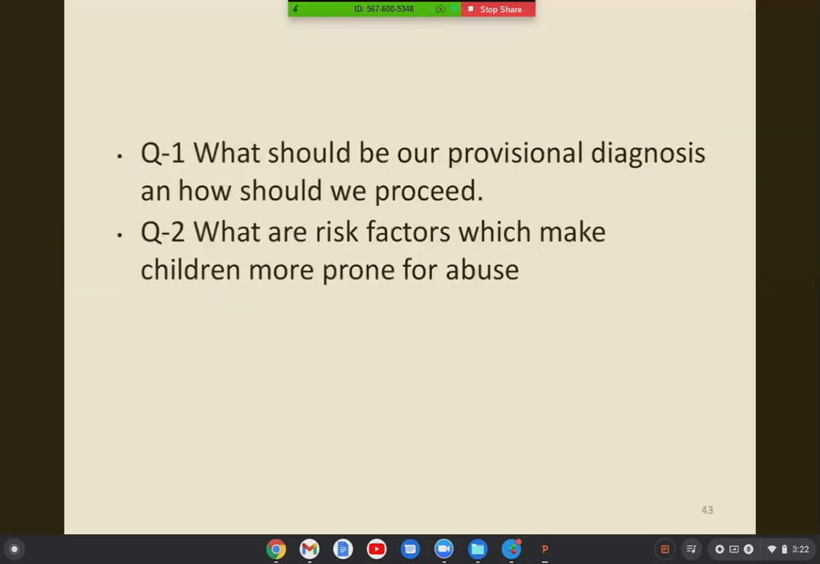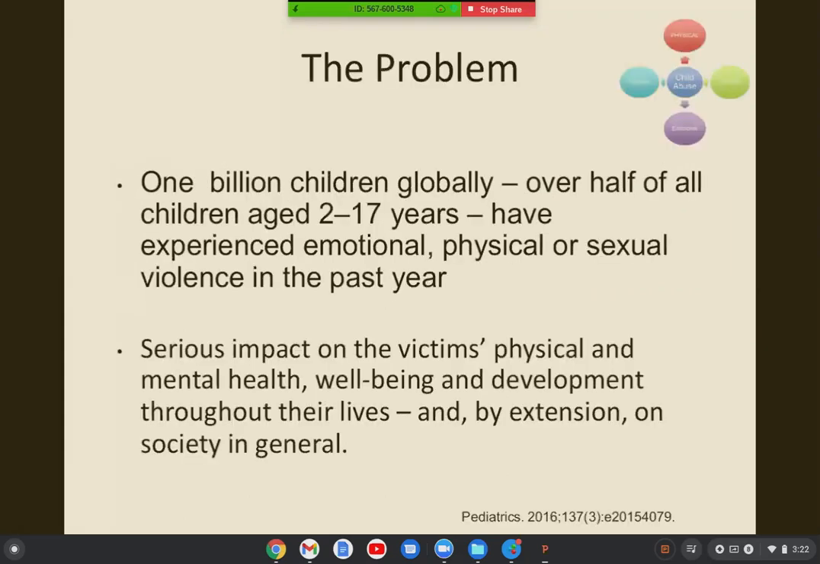Whenever we deal with such children in pediatric emergencies, we should have a provisional diagnosis, and we should always ask how to proceed. The second question is, what are the risk factors which make these children more prone to abuse or such problems? Because I'm sure you must be thinking about child abuse at this time.